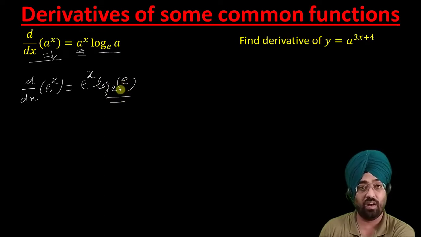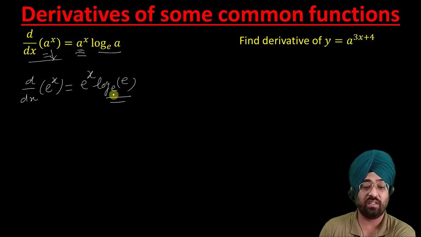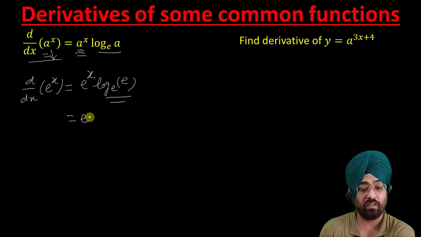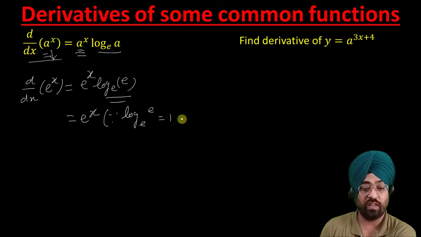We have done this in log. If we have to find the log of any number and the base is the same, then the answer is always 1. So it becomes e raised to the power x, because log of e with base e is 1. This we have done in log, so you also have to remember this.